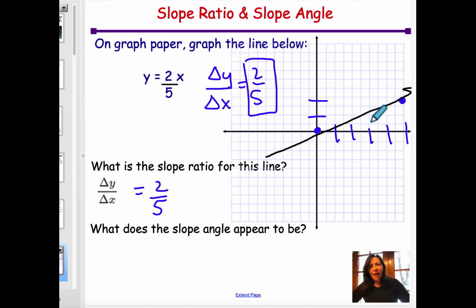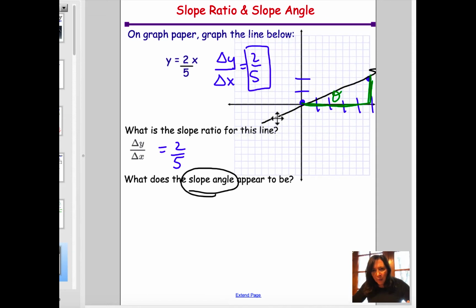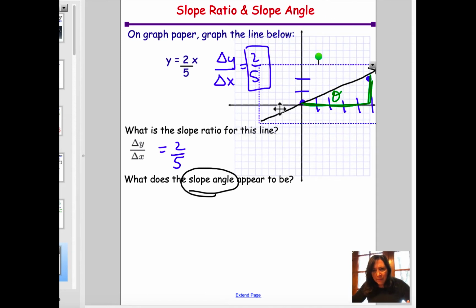And in doing that, I want you to try to figure out what the slope angle looks like it might be. Now remember, there's your angle, that's right there on the horizontal, okay? It's going to be up in there. And your job is to create a little right triangle within this, okay? That's what I want you to do.